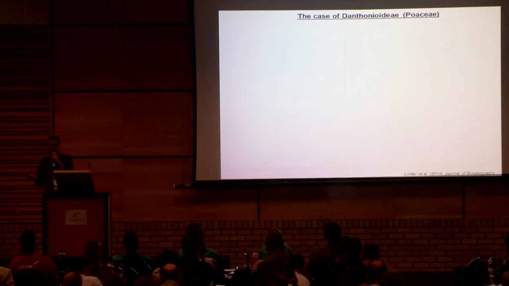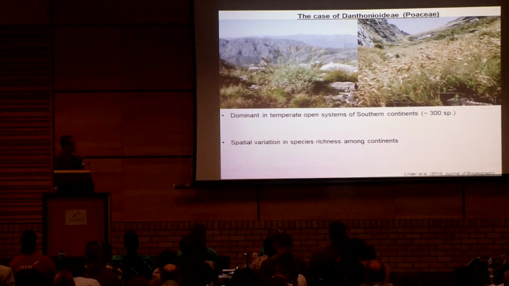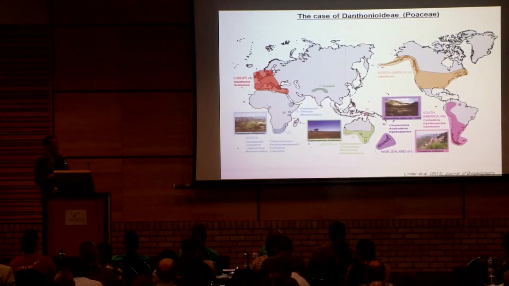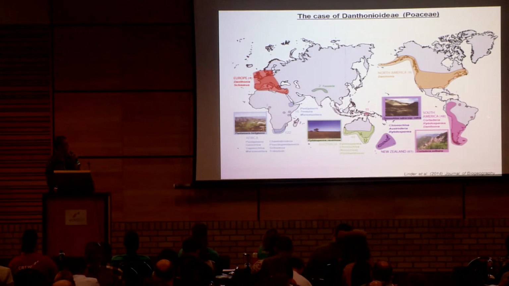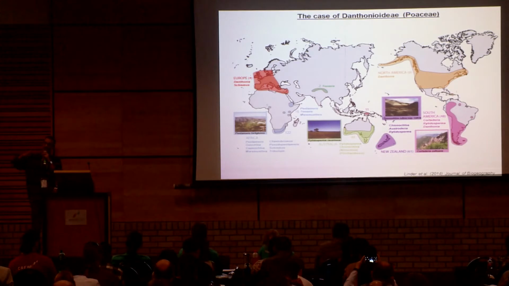Now, the second case is a bounded diversification. So there is some kind of limit. Grasses, danthonioids. They are dominant in temperate systems in the southern hemisphere. We're looking at about 300 species, and there is a very strong spatial variation among continents. This is Africa with 122, our Australian friends with 48, and South America 48. So this kind of disparity in species number is quite interesting.